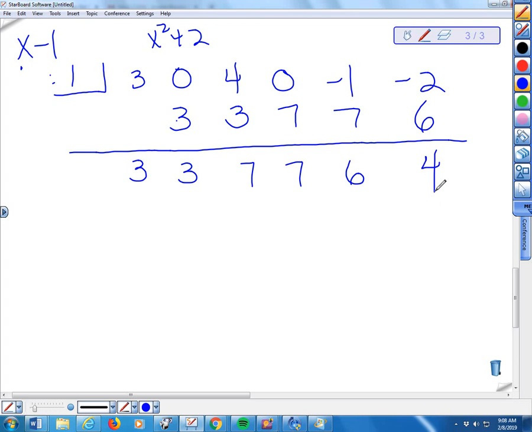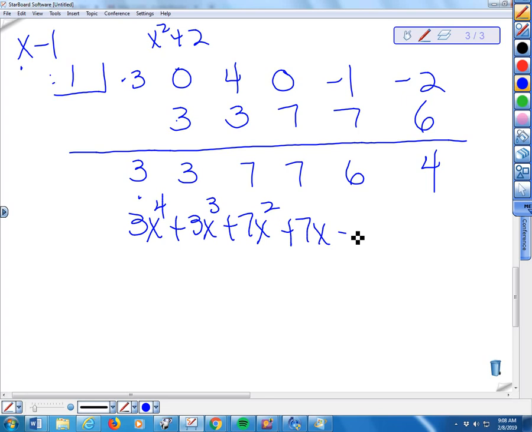Now I have to interpret what this means. I started with an x to the 5th term. If I'm doing this one time, it's going to drop the degree by 1. So this is an x to the 4th. So now I can put my answer, 3x to the 4th plus 3x cubed plus 7x squared plus 7x plus 6, remainder 4.